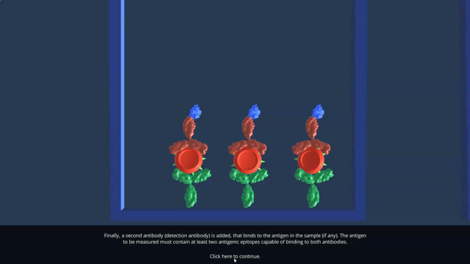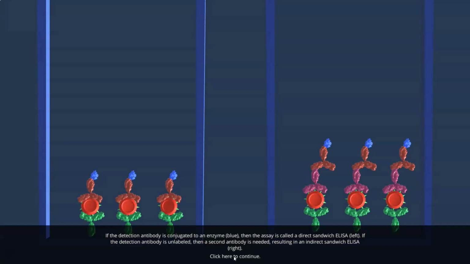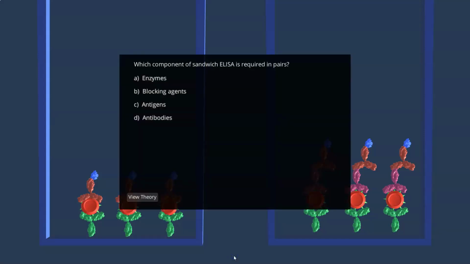The antigen to be measured must contain at least two antigenic epitopes capable of binding to both antibodies. If the detection antibody is conjugated to an enzyme, then the assay is called a direct sandwich ELISA. If the detection antibody is unlabeled, then a second antibody is needed, resulting in an indirect sandwich ELISA. Which component of sandwich ELISA is required in pairs?